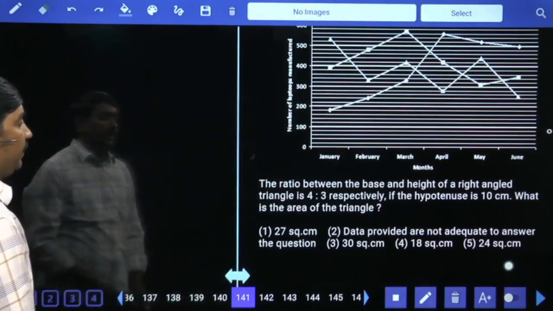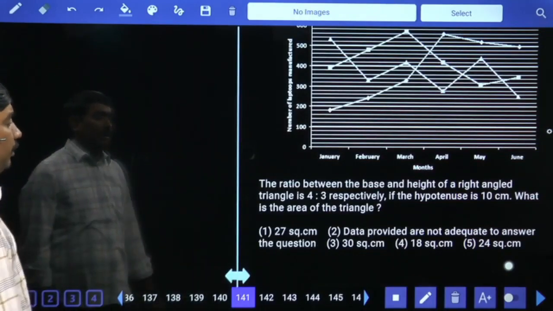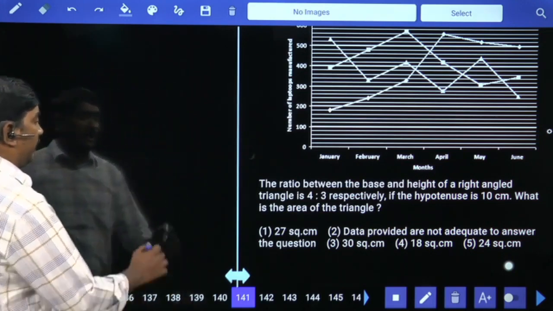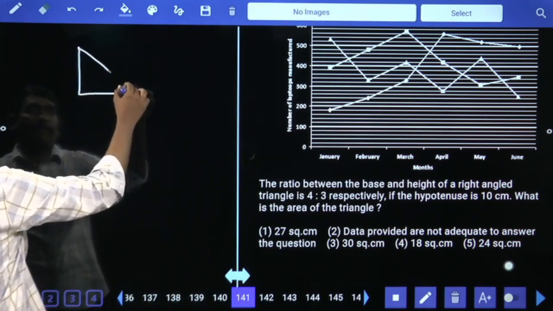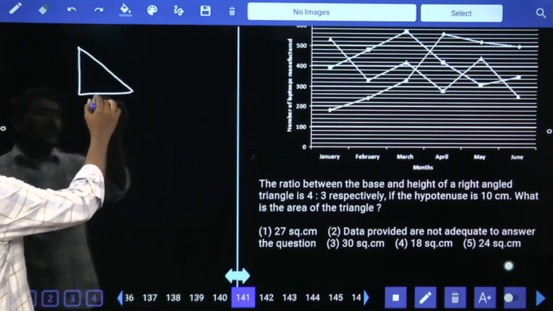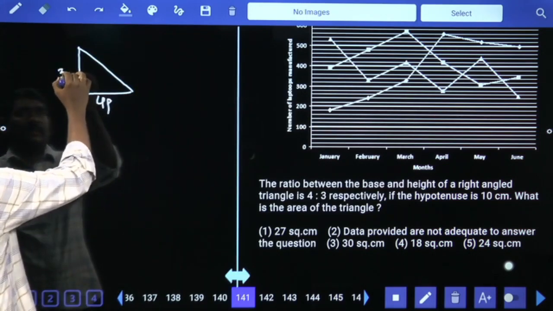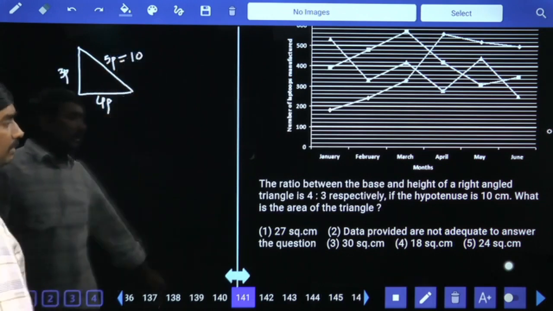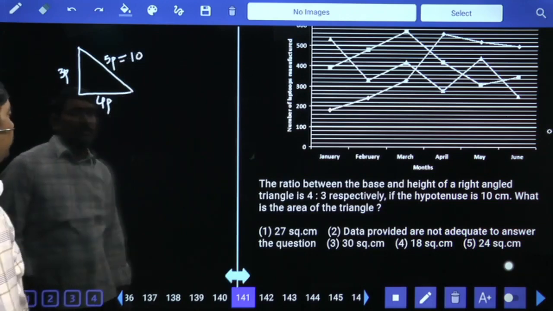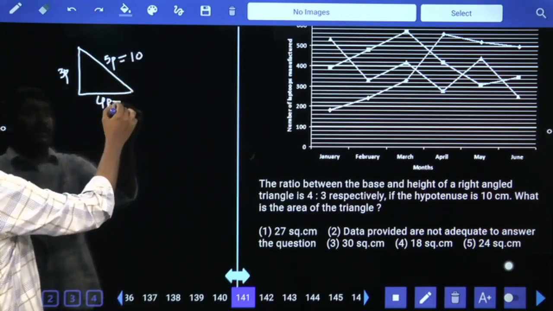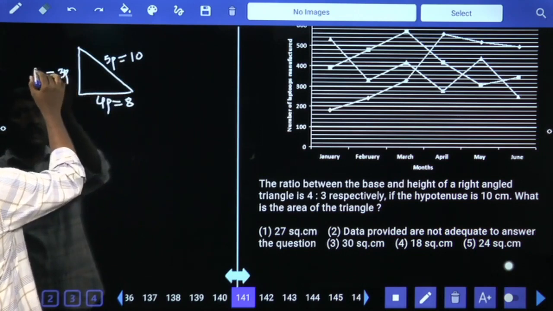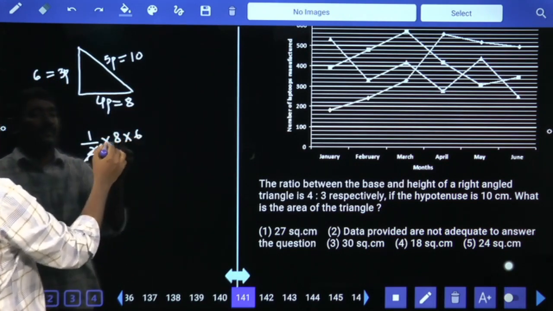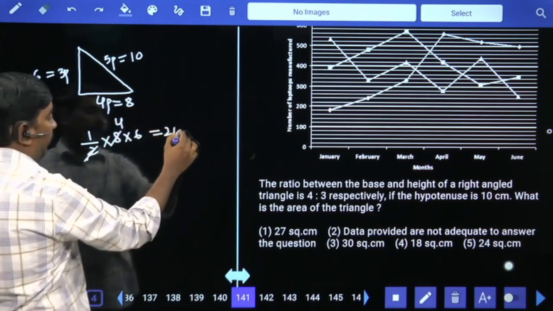The ratio between the base and height of a right angled triangle is 4:3 respectively. If the hypotenuse is 10 centimeters, what is the area of the triangle? Base 4 parts, height 3 parts, then hypotenuse must be 5 parts. 5 parts value 10, 4 parts value 8, 3 parts value 6. Half into base into height, 24 square centimeters.